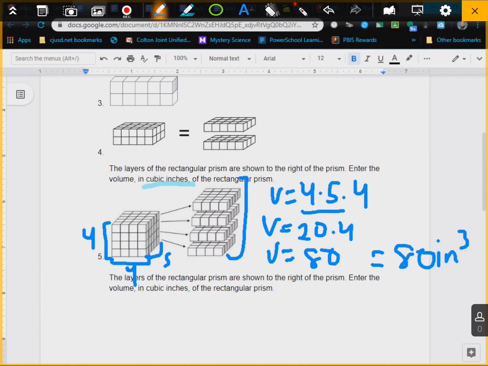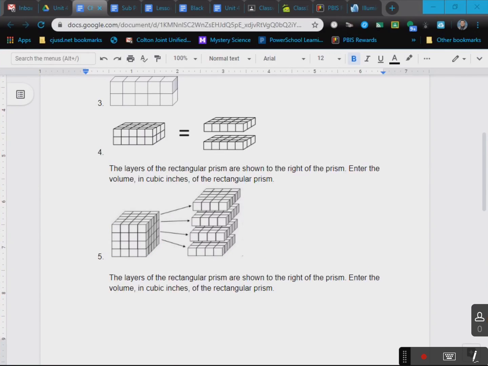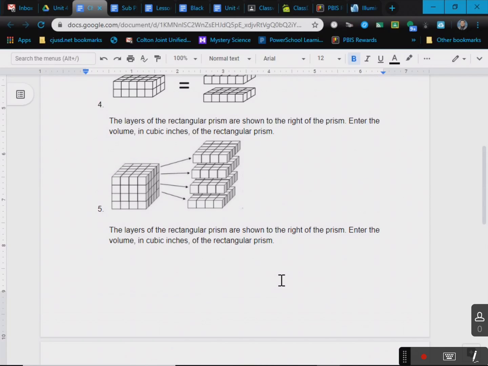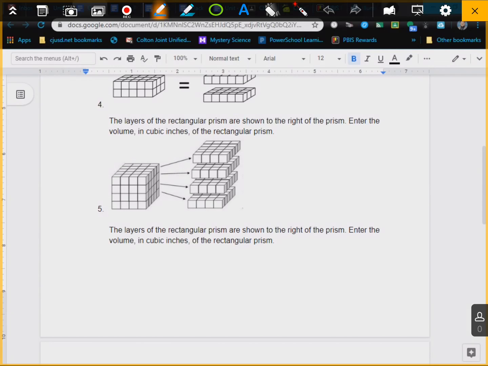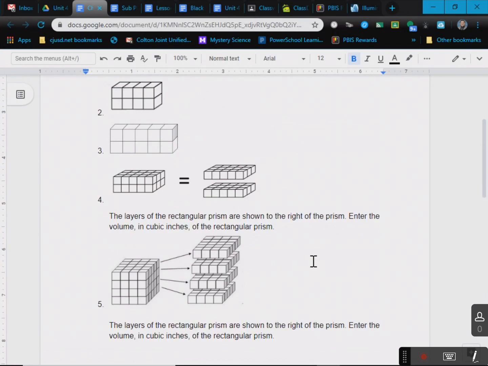Alright, if you have any questions on any of these, please make sure you let me know tomorrow before you take your test. Alright, number 5 says that the layers are shown, enter the volume in cubic inches. So once again, we got to do cubic inches. Oh, you know what? I actually did number 5. Sorry about that, guys. I looked at the wrong one. I did number 5 first. So let's go ahead and do number 4. That's my mistake.